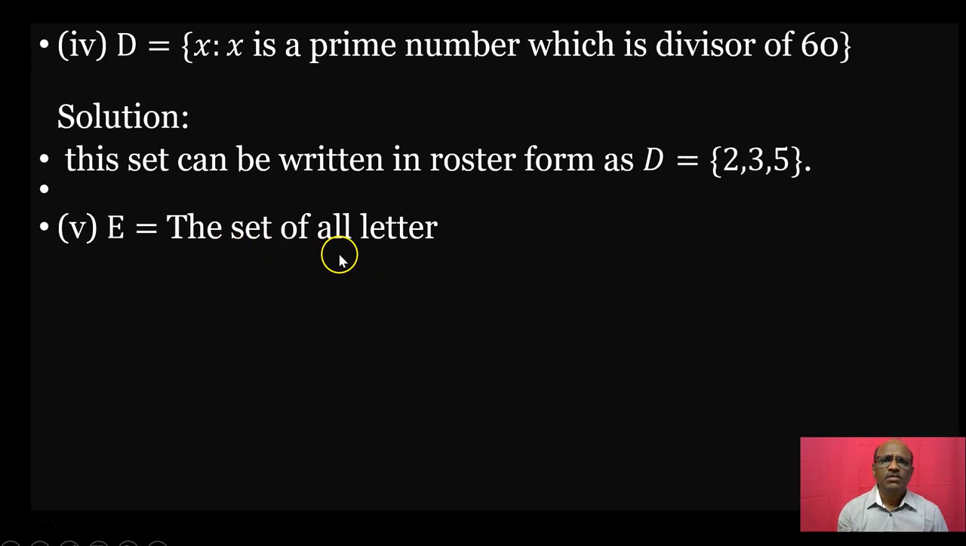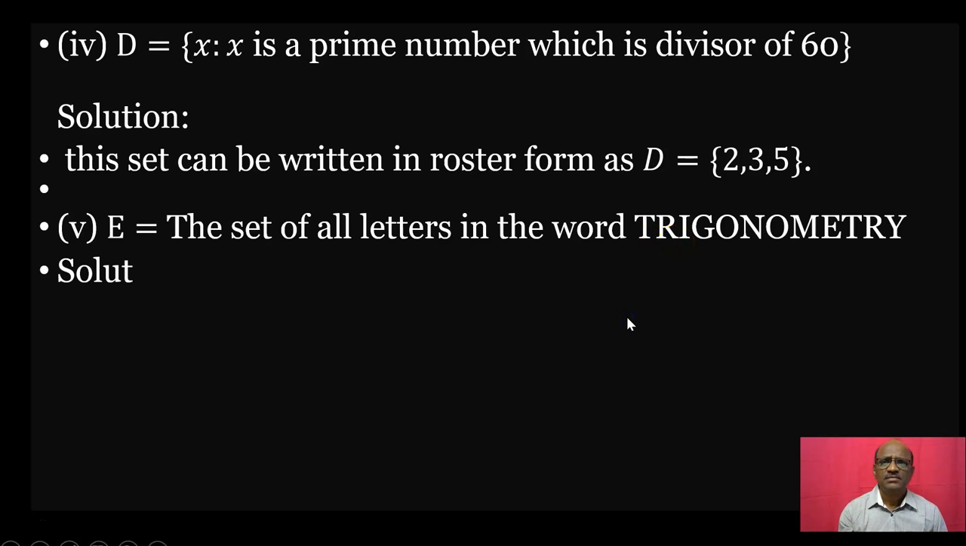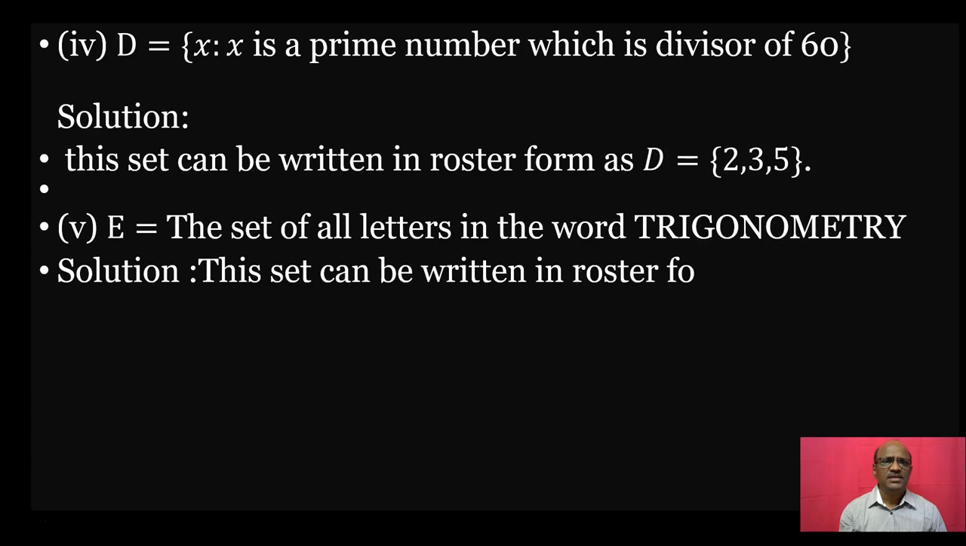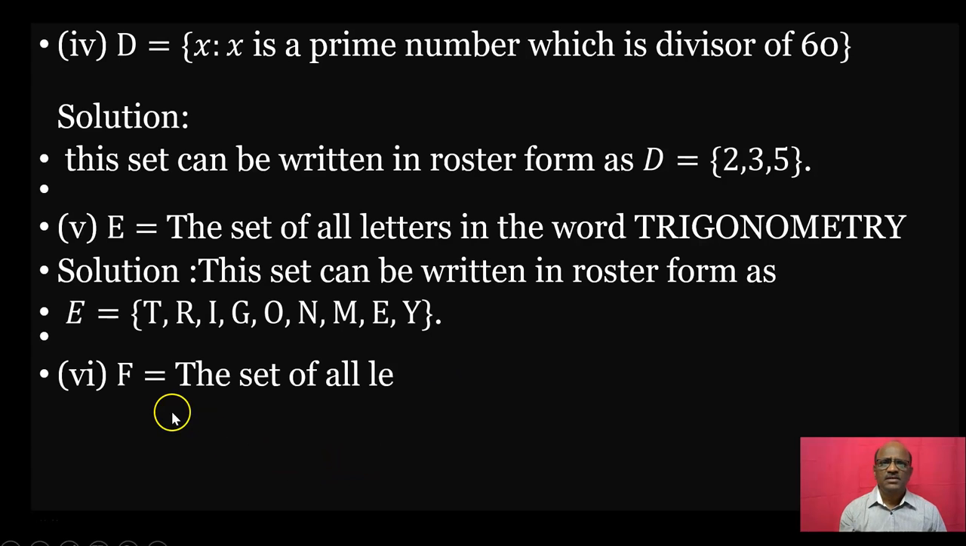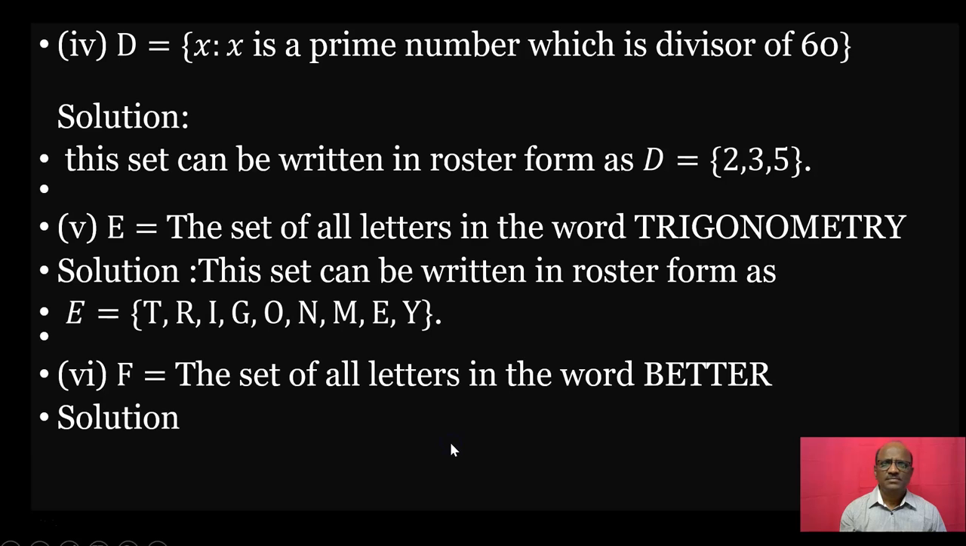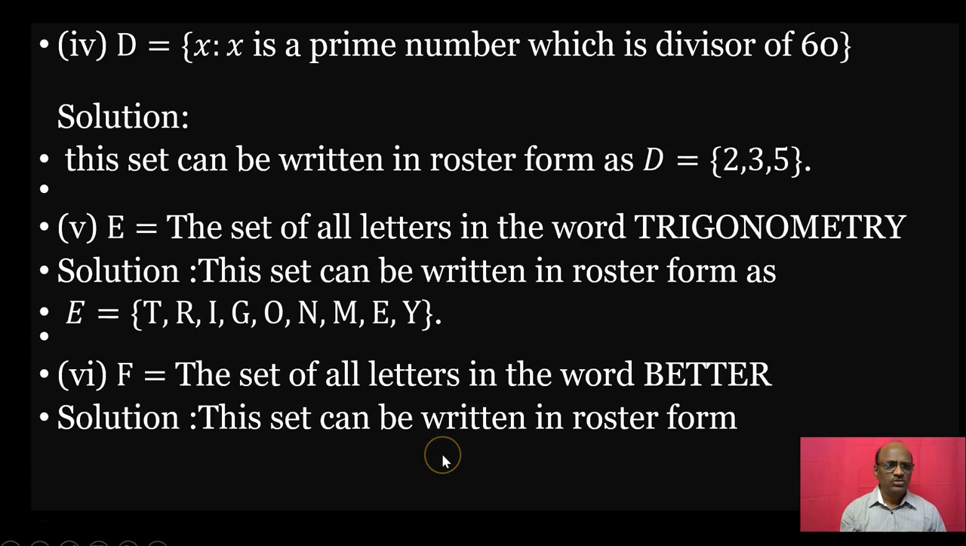E, the set of all letters in the word trigonometry. Now this set can be written in the roster form as E is equal to {T, R, I, G, O, N, M, E, Y}. Sixth one, the set of all letters in the word better. Again, this set can be written in the roster form as F is equal to, in curly brackets, {B, E, T, R}.